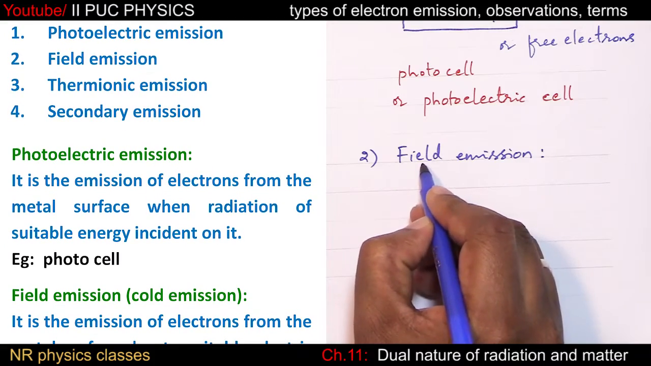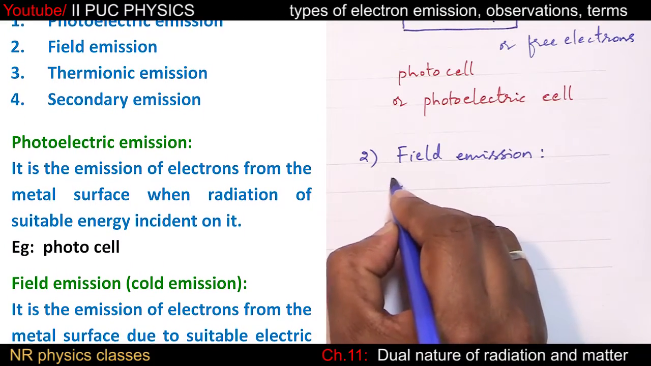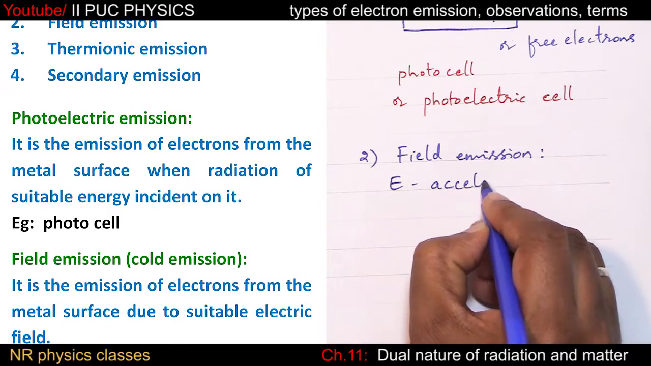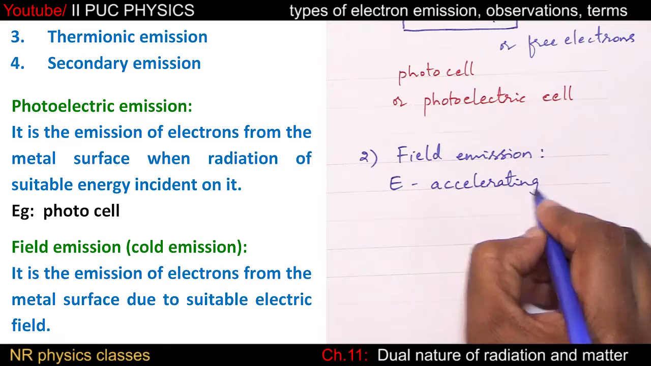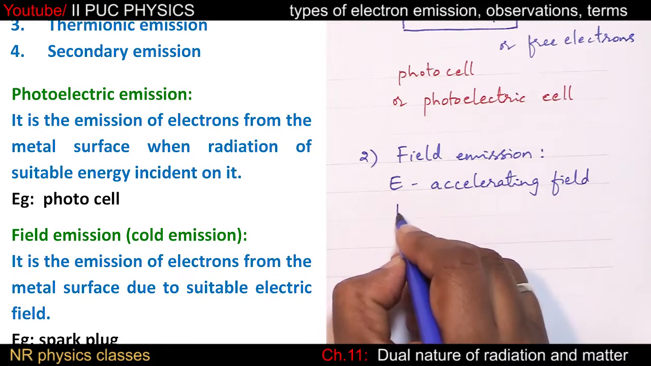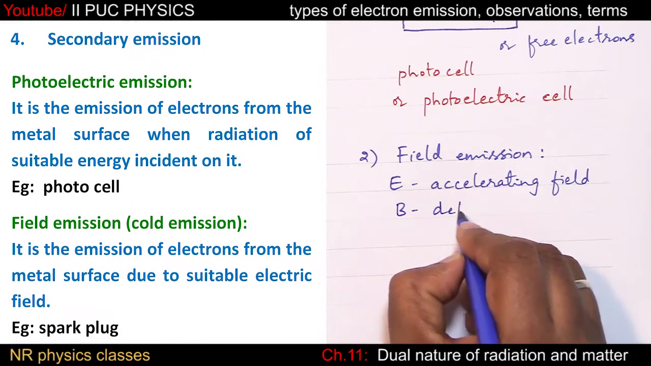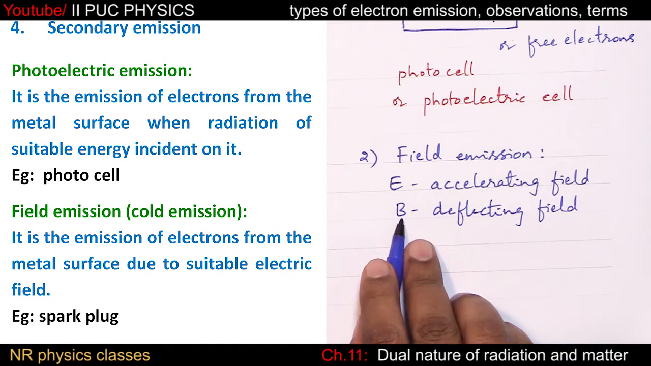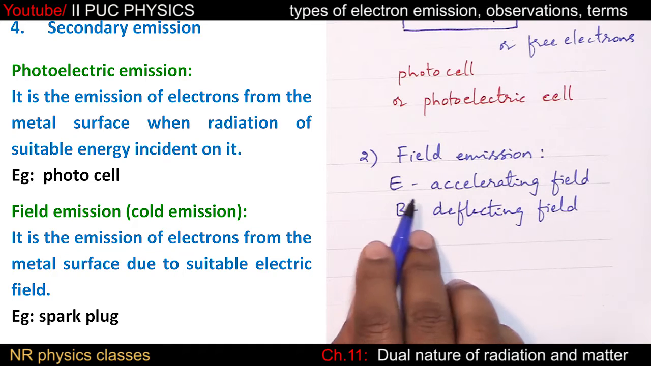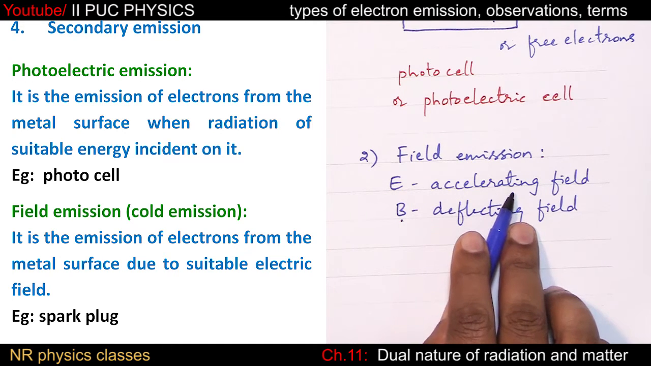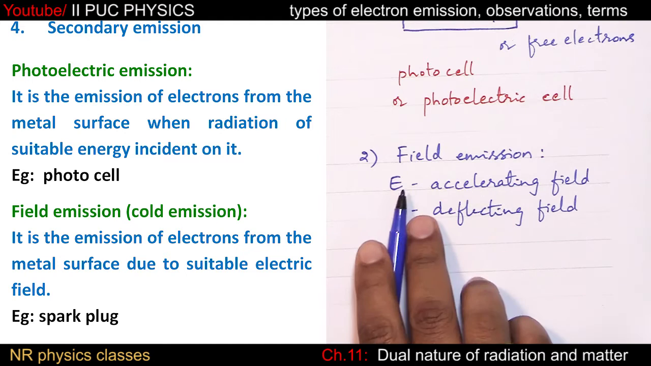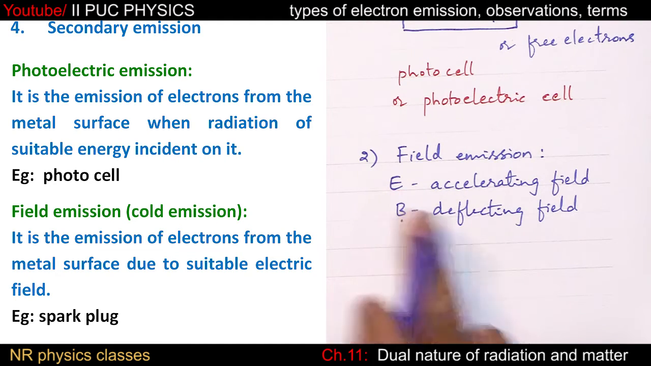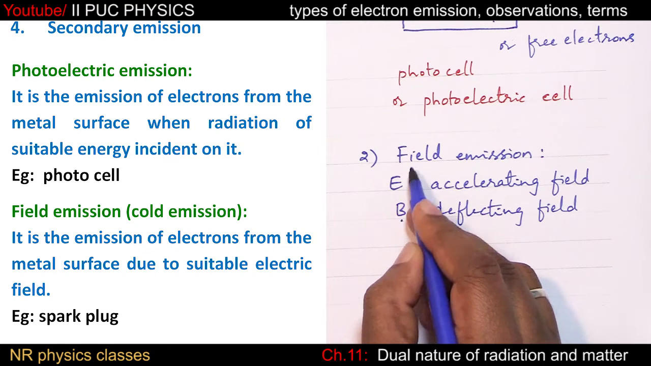This is an electric field. Electric field, denoted by E, is an accelerating field. A magnetic field is a deflecting field. So a magnetic field can divert charged particles, whereas an electric field can accelerate them. Can accelerate charged particles means this electric field can supply energy to the particle, only a charged particle. Now let us understand field emission.